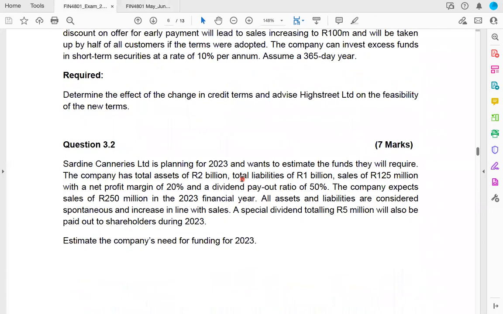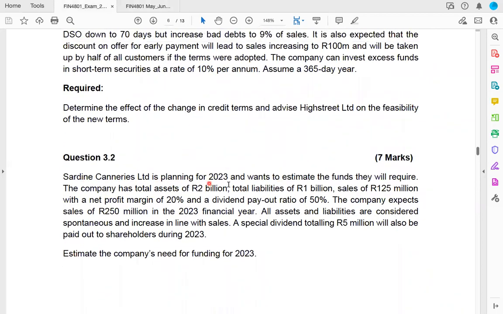Then 3.2 says Sardine Canneries Limited is planning for 2023, and once they estimate the funds they will require, the company has total assets of 2 billion, total liabilities of 1 billion, sales of 125 million, a net profit margin of 20%, and a dividend payout ratio of 50%. The company expects sales of 250 million in the 2023 financial year. All assets and liabilities are considered spontaneous and increase in line with sales. A special dividend totaling 5 million rand will also be paid out to shareholders during 2023.